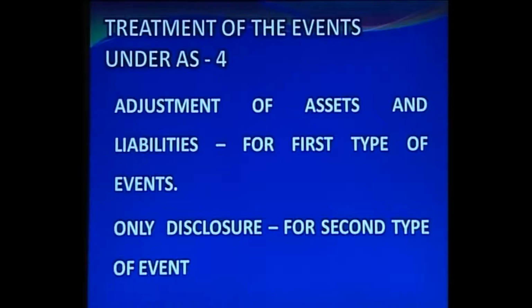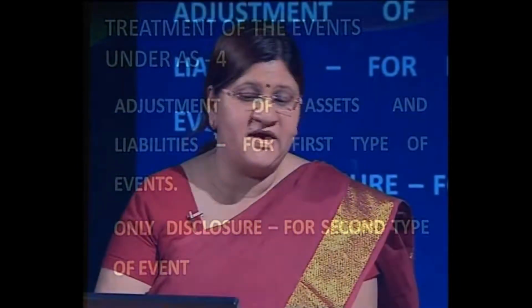If there is an insolvency of a debtor, we need to make the provision for bad debts in relation to that debtor. While for certain types of events where we don't know what the settlement would be, such as certain litigation, we just have to go for a disclosure in the notes of accounts. So, these are the broad classification of the events under AS 4 as well as its treatment.